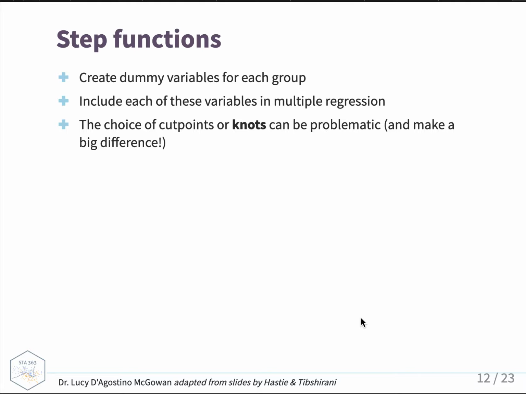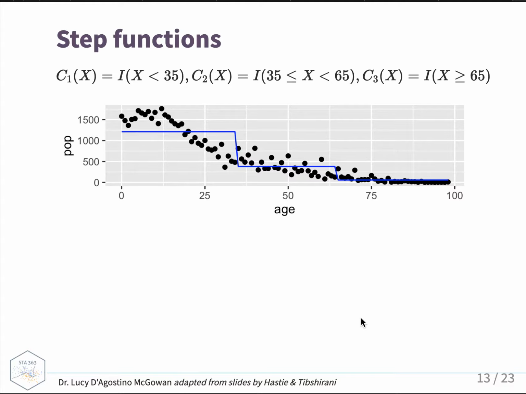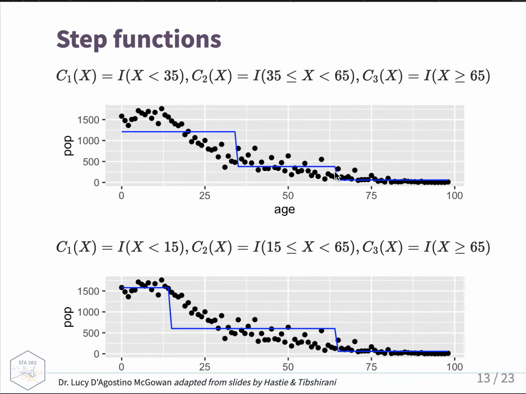The big issue here is the choice for cut points or knots can be problematic and can make a big difference. For example, here's one step function, the one that I just showed you, where I chose my knots, or my cut points, at 35 and at 65. Here's another one where I chose my cut points at 15 and at 65.